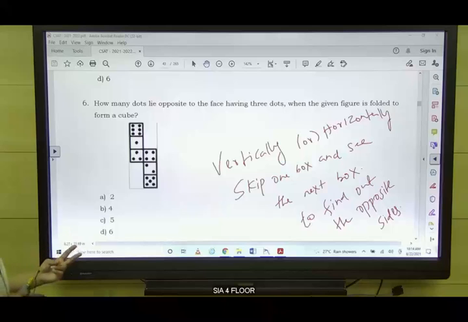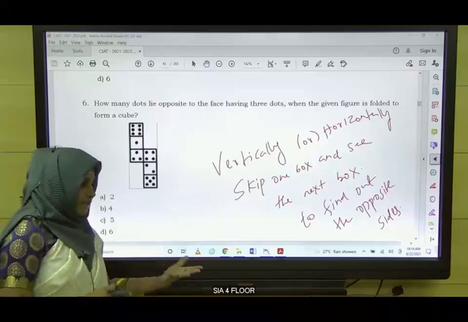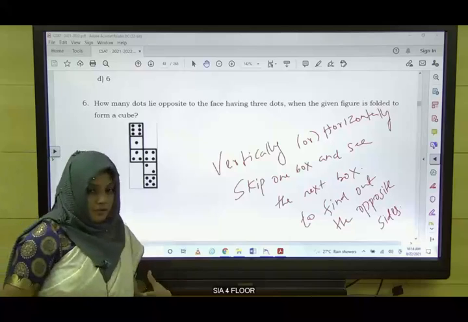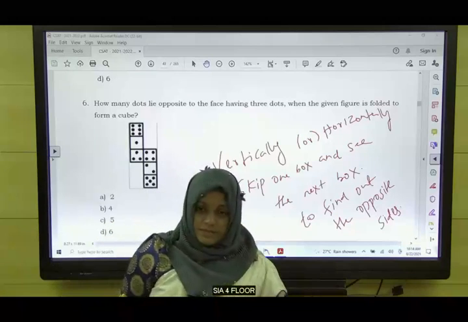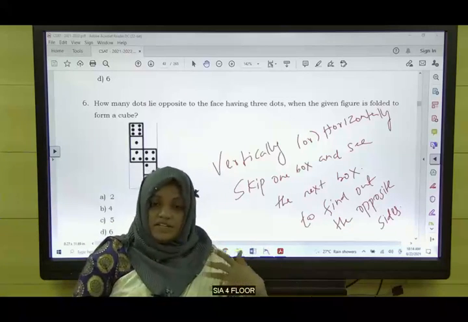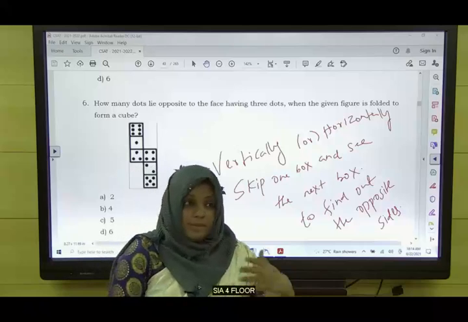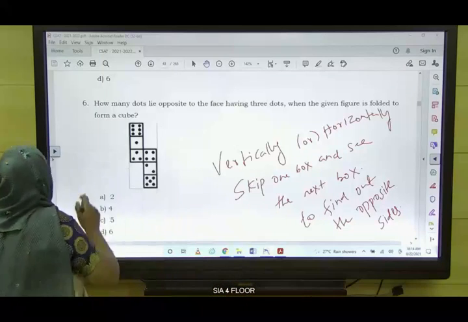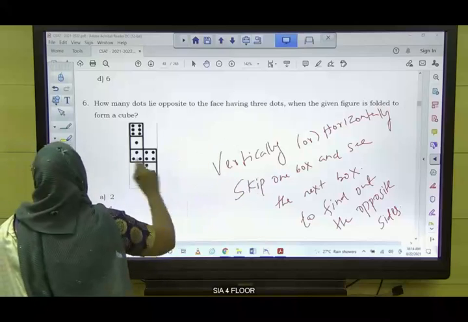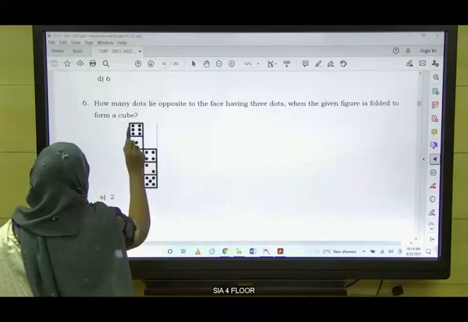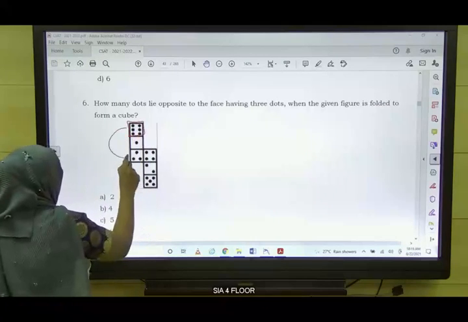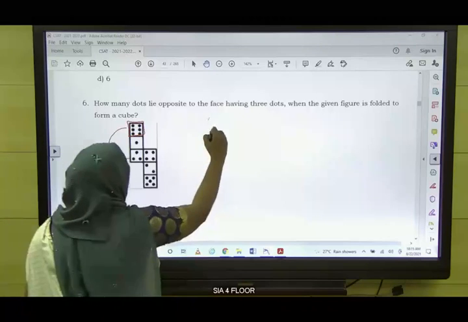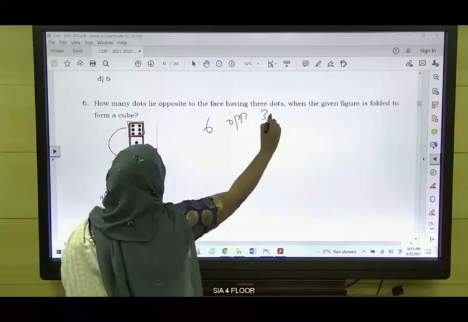There are 3 shortcuts which I follow to make it simple. Students, what they'll do, they'll imagine and see. Okay, don't do that. There are different techniques which can be applied, based on the kind of sheet which is given. Now I'll explain what this means. If you take this one, you skip one box and see the next box, which means 6 is opposite to 3.